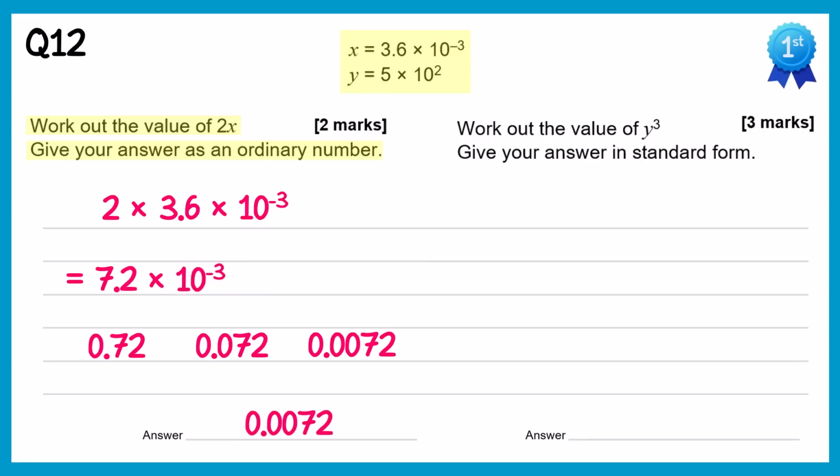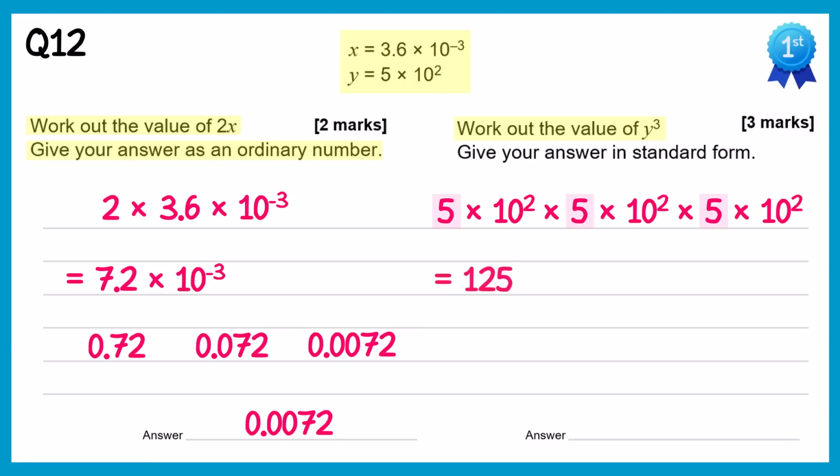In the second part, we need to work out the value of y to the power 3, which means taking y, which is 5 times 10 to the power 2, and multiplying it by itself a total of 3 times, so a second time and a third time. To work this out, we could multiply all of the 5s, 5 times 5 times 5 is 125, and then multiply the 10 to the power 2s. When we multiply like this, we would add the indices, so 2 plus 2 plus 2 is 6, so this is 10 to the power 6.